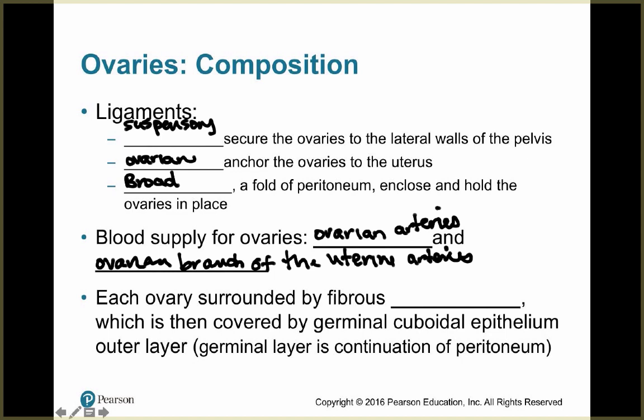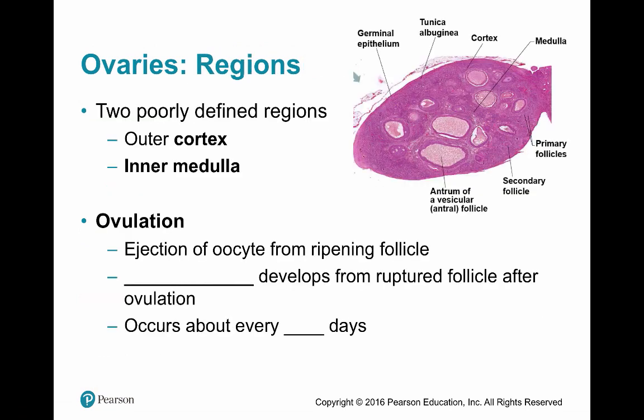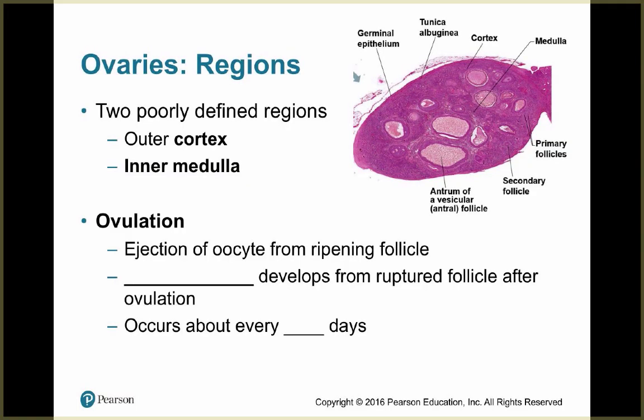And basically each ovary is surrounded by a fibrous tunica albuginea, which is then covered by a germinal, kind of cuboidal epithelial layer. And basically this germinal layer is continuous with the peritoneum. So that kind of tells you a little bit about the composition of the ovaries and how they're held into place. Now, when we're looking at the ovaries itself, it's made up of a couple of different regions.